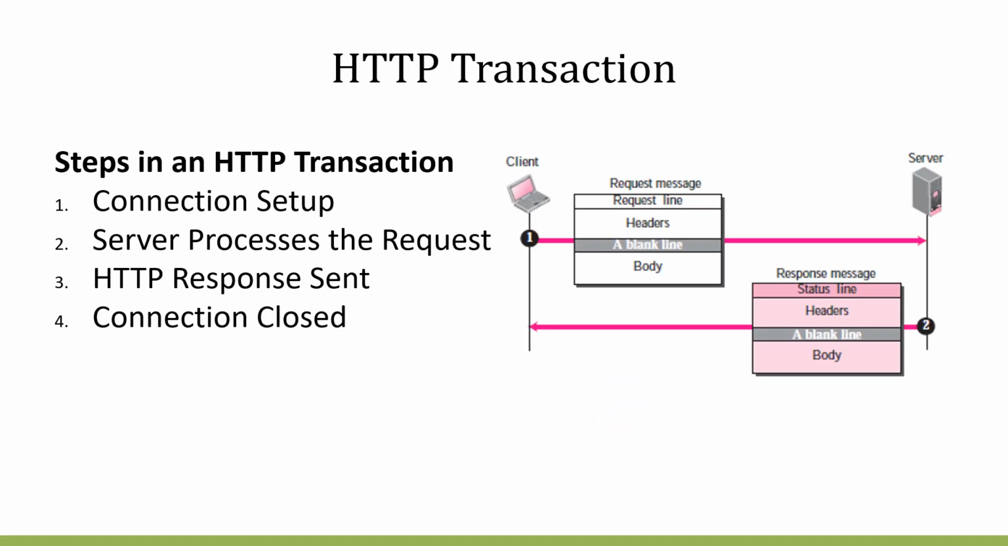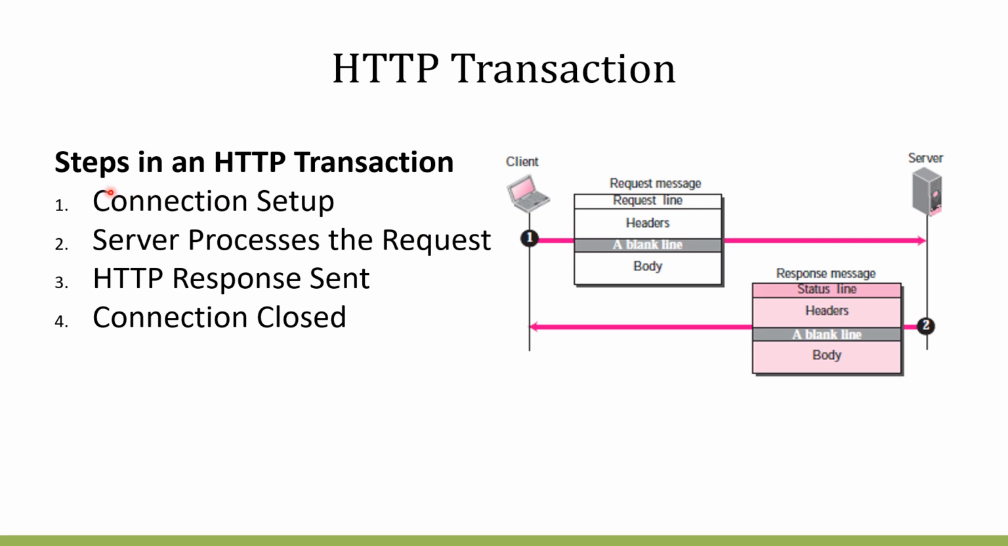An HTTP transaction is the complete process of data exchange between a client and a server. It includes two key elements: an HTTP request from the client and an HTTP response from the server. Each transaction follows the client-server architecture.